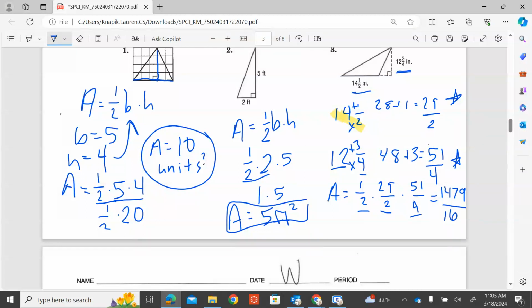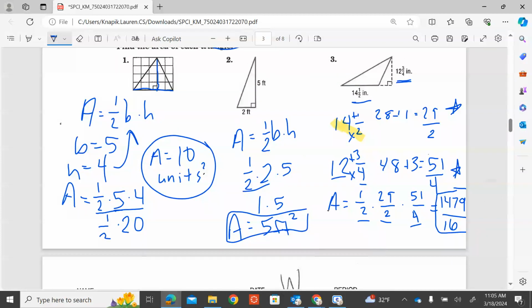We could say this is our area, but this looks crazy. If I say the area of this triangle is 1,479 over 16 inches squared, that sounds crazy. So what you can go ahead and do is simplify this. To simplify your fractions, you simply take your numerator and divide by your denominator. So 1,479 divided by 16. Our area is 92.4. I did use a calculator. You could do long division. Okay, that's a challenge one.